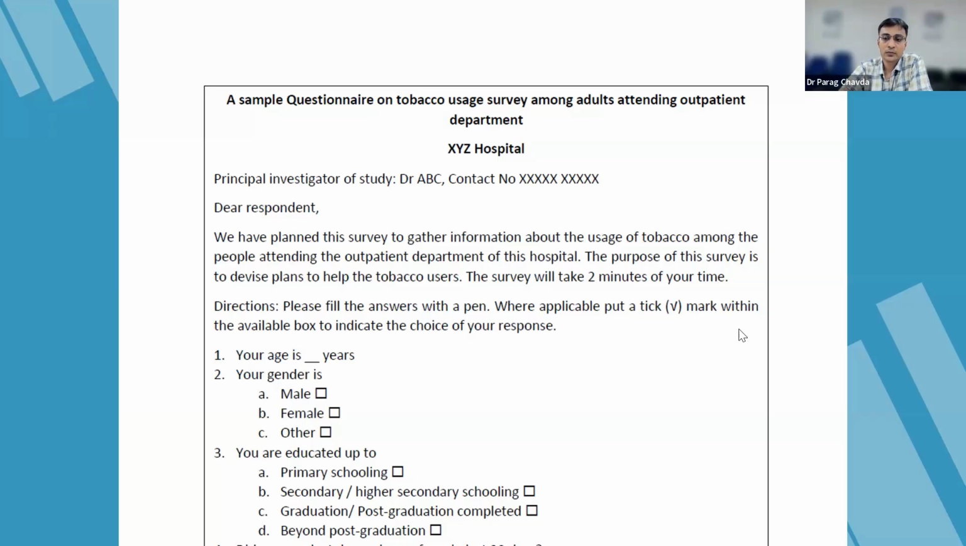Anything else? Other people also, please feel free to comment. What do you observe here? So yes, do you wish to share?